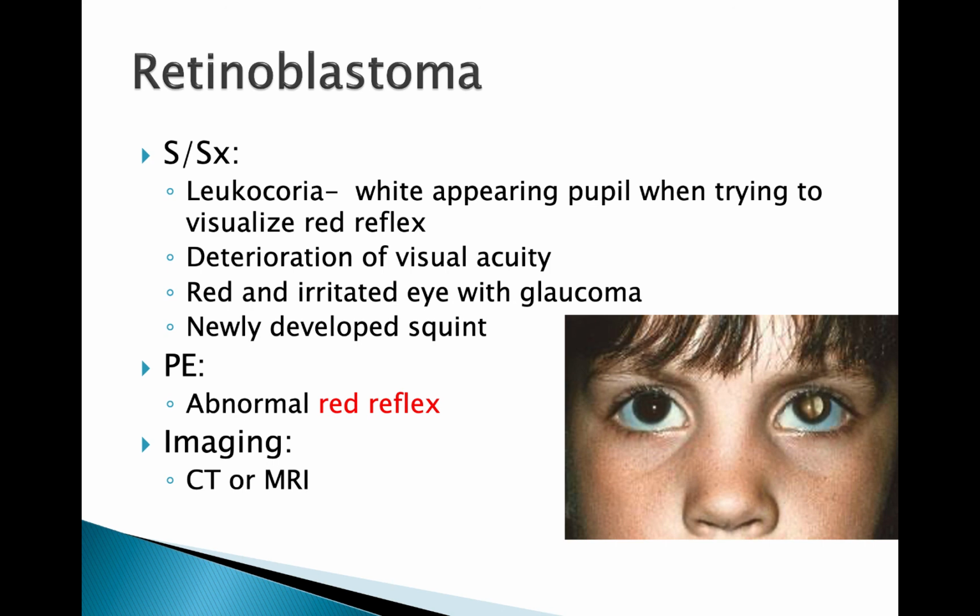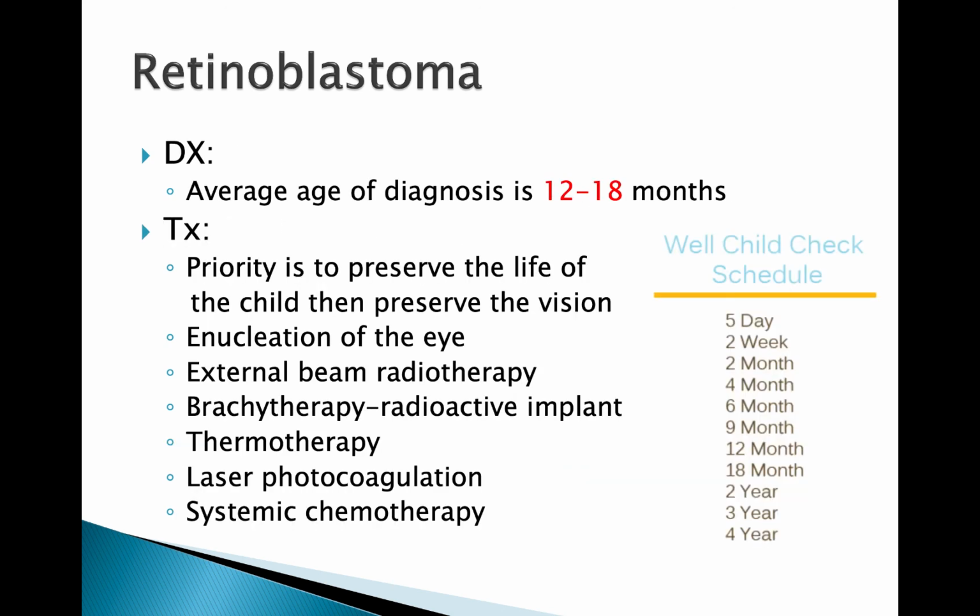And on signs and symptoms, you're going to have leukocoria. They're going to have a white appearing pupil when trying to get a red reflex. They may also have deteriorating visual acuity as this tumor grows in the back of their eye. They may have a red irritated eye and a newly developed squint. And on physical exam, you pick this up by an abnormal red reflex, and it's confirmed by doing a CT or MRI. So the interesting thing is that the average diagnosis of these children occurs between ages 12 and 18 months. And ironically, it's normally because an adult in their life becomes concerned and brings them in.